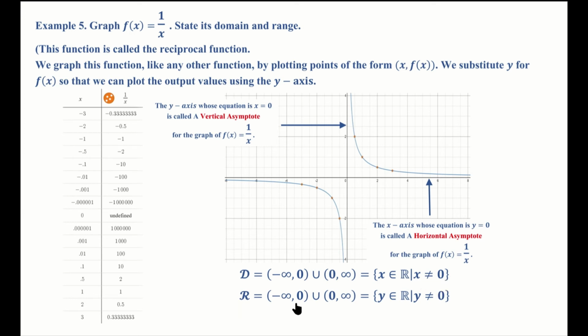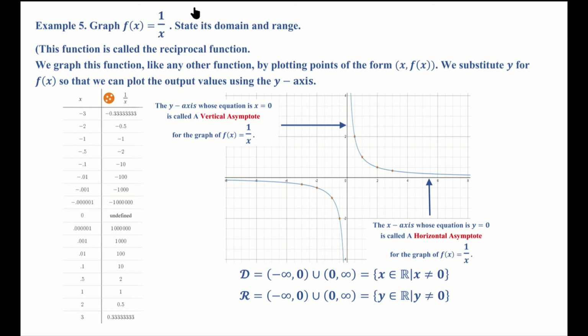For the range, the interval notation will look the same, because you want all y values from -infinity to 0, and then from 0 to infinity. So it looks the same, but there's a subtle difference when you look at the set builder notation, because here these are y values, but there in the domain we're dealing with x values. So the only difference here is that we say all y belonging to R such that y does not equal 0. So that's the graph of the reciprocal function.